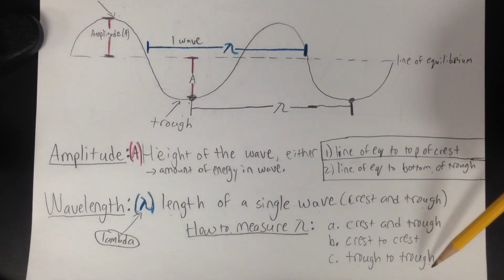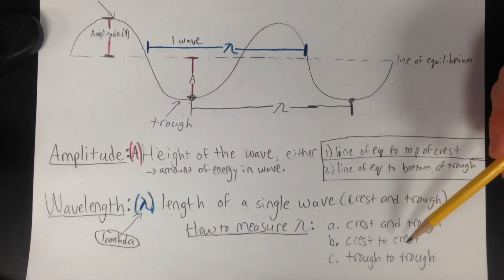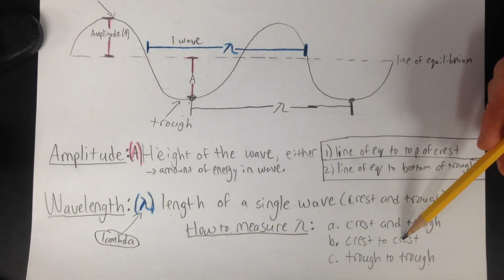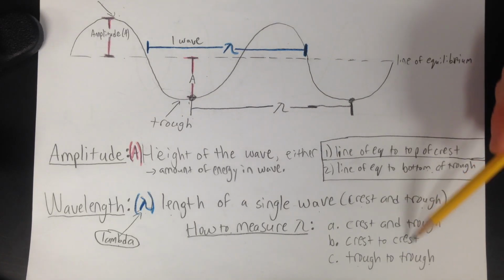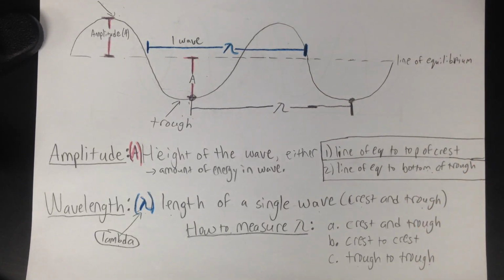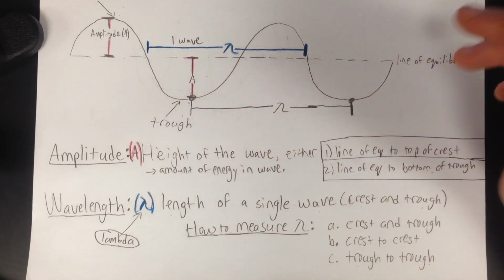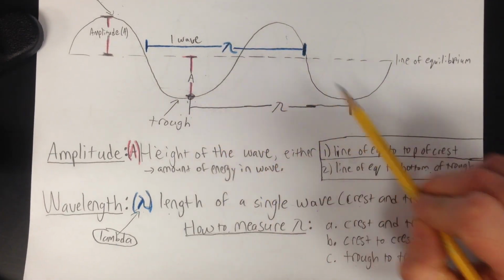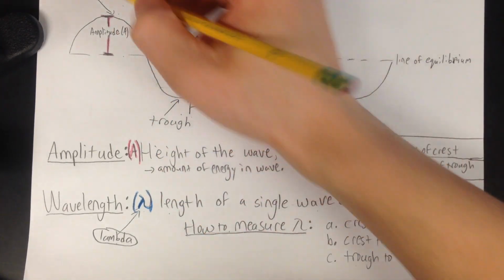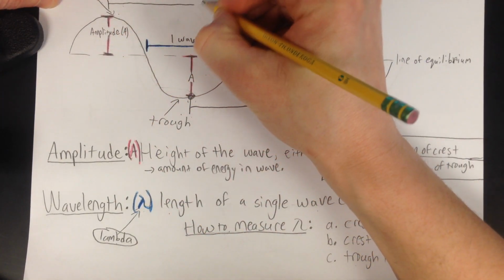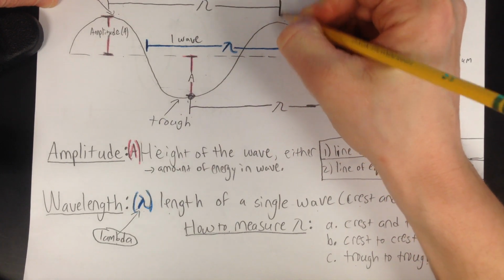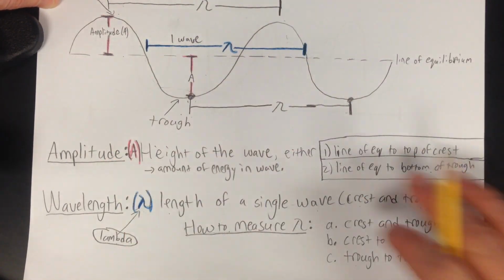Alright, and because trough to trough works, obviously, crest to crest is going to work just as well. Alright, they're basically the same thing. Alright, so three good ways to measure wavelength: a crest and a trough together, trough to trough, or crest to crest. This is another valid way to measure wavelength: top of crest to top of crest.